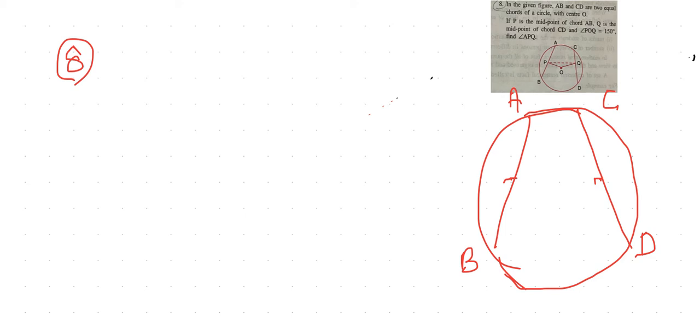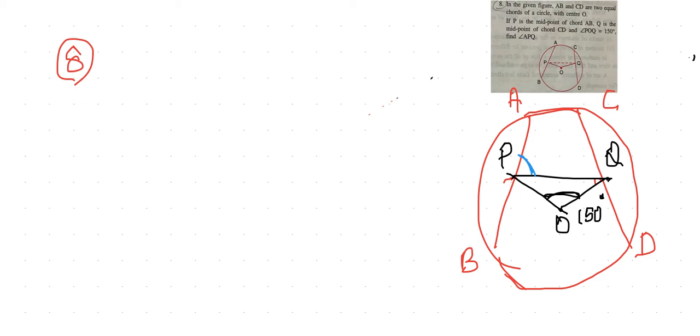So I'll be marking this as P, this as Q, and then this is my center, suppose O. And then they have just joined the midpoints, children, and then they have joined it also with the help of the center. So now what they have given, that angle POQ is equal to 150 degrees. So this particular angle they have given as equal to 150 degrees. Okay, then you have to find the measure of angle APQ. So what can you see here, APQ, children? APQ is this particular angle. So this is what you need to find out.